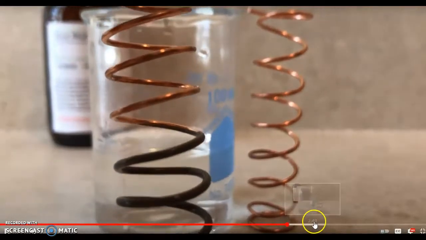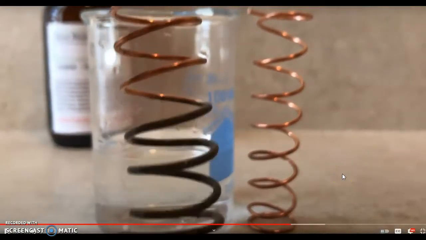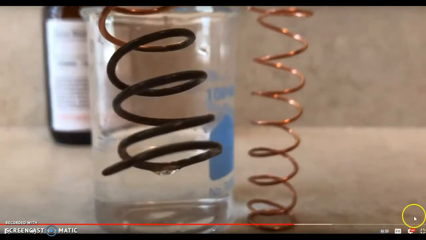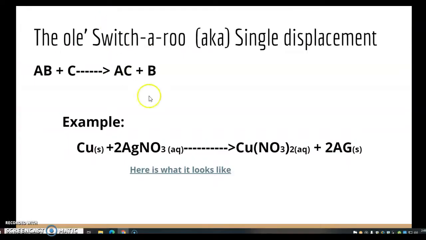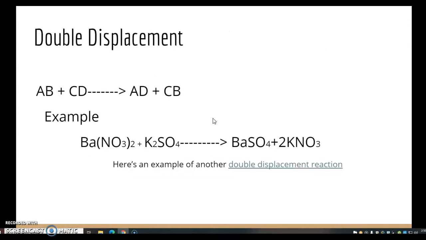So now this shiny part on the top is the part that was not in the liquid. This dark part on the bottom was in the silver nitrate liquid. Okay, so that's a chemical reaction between silver nitrate and copper. Okay, that's single displacement.